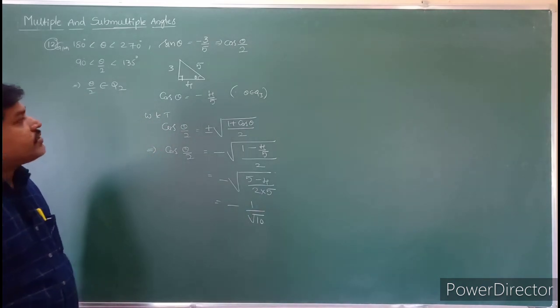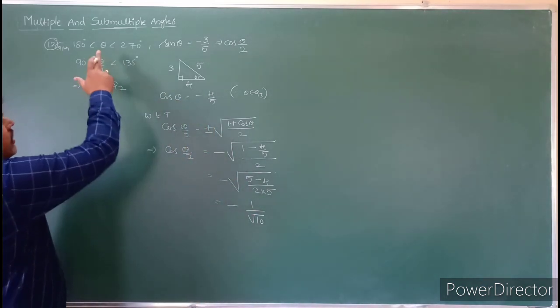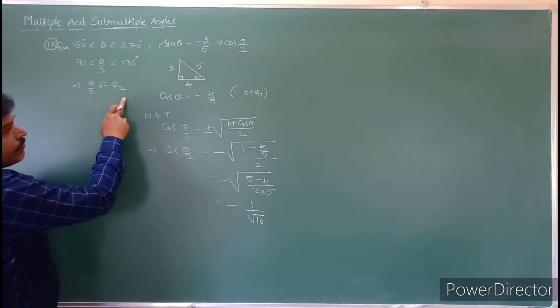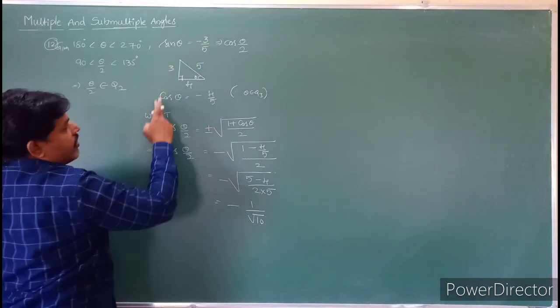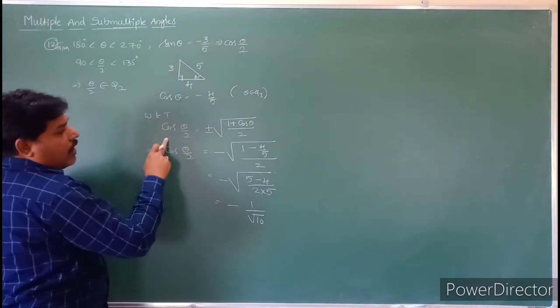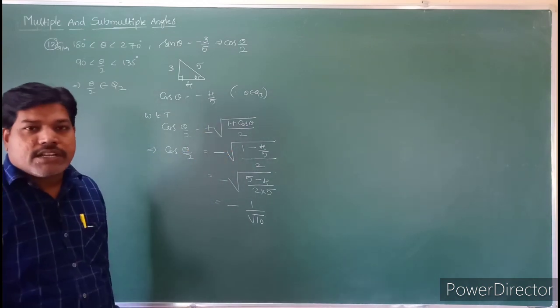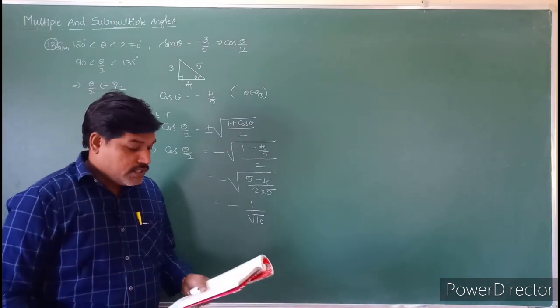So see that question, students. First we have to understand that theta belongs to the third quadrant. Theta by 2 belongs to the second quadrant. Sin theta is minus 3 by 5, cos theta is minus 4 by 5, and the cos theta by 2 formula is plus or minus square root of 1 plus cos theta by 2. Okay.